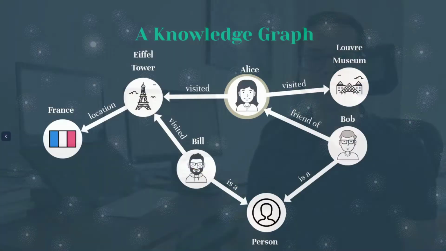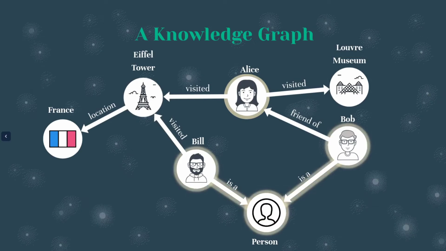In our work, we have used machine learning to exploit patterns in the knowledge graph that would enable us to answer a question even if the graph is incomplete. Intuitively, in our example, we can see that, like Alice, Bill has visited the Eiffel Tower and Bob is a friend of Alice, so it is likely that Alice belongs to the person class.